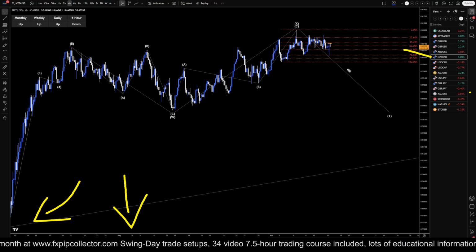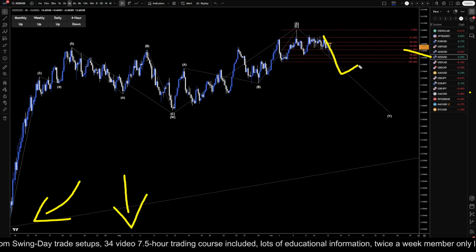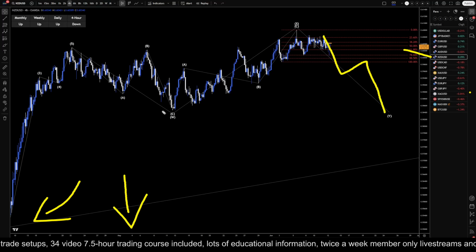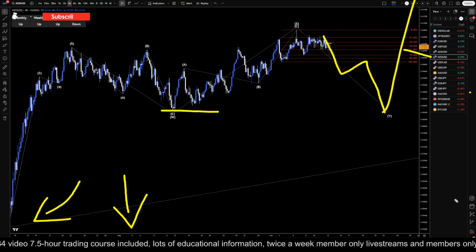So anyways, I've been talking about this Kiwi dollar possibly being a big WXY, and if that is true, then this potentially would be making three waves down, probably taking out this low before we end up continuing up.